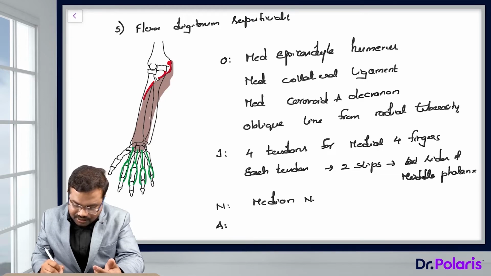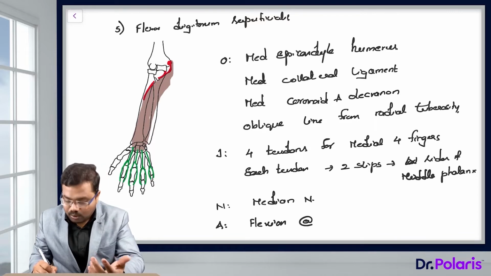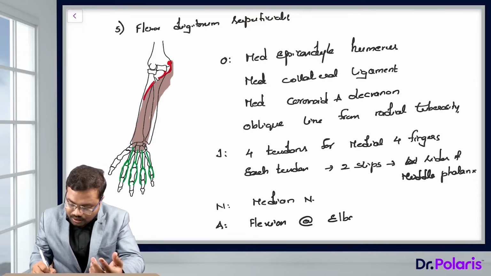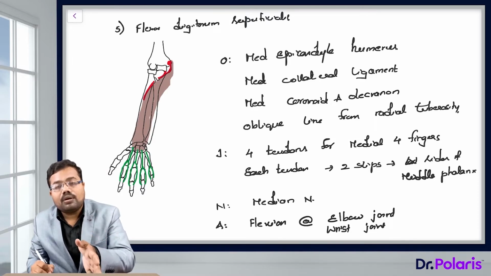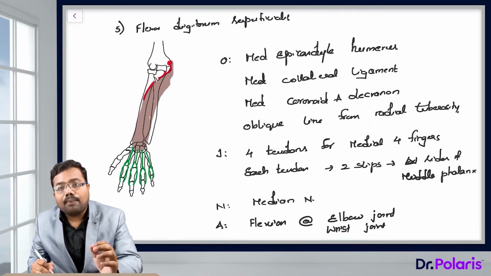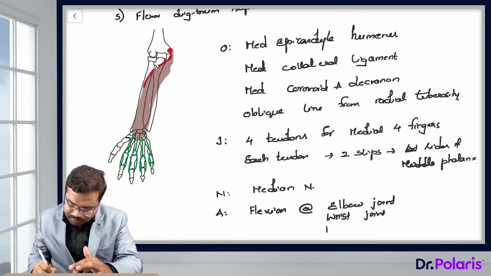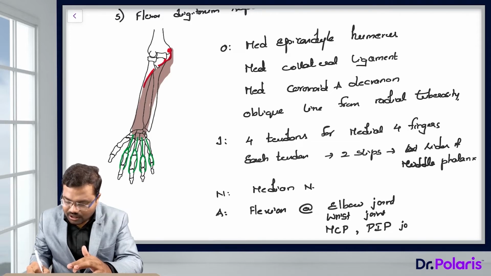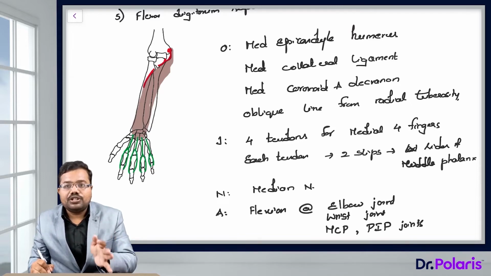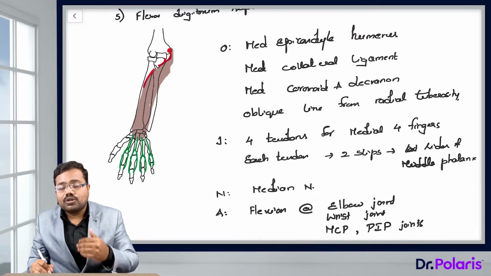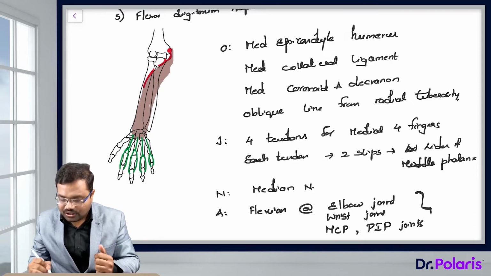And the action: it causes flexion as it is crossing the elbow joint in the front side, so elbow joint, and crossing the wrist joint on the front side, so wrist joint, and even it is crossing the metacarpophalangeal joints and proximal interphalangeal joints. So it also causes flexion at these levels. That's about the flexor digitorum superficialis. As it has a vast extension, it also has vast functions.